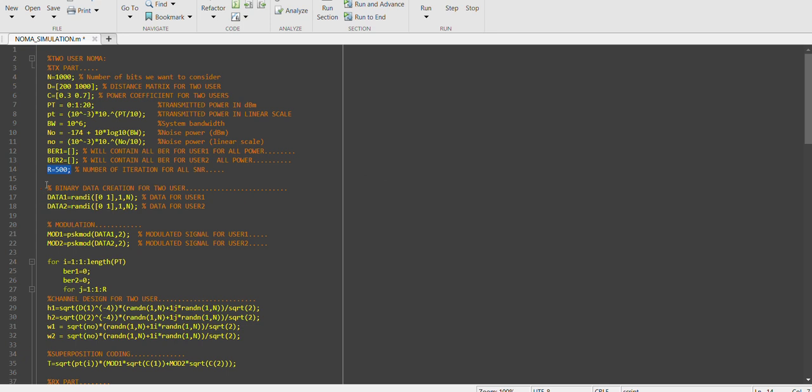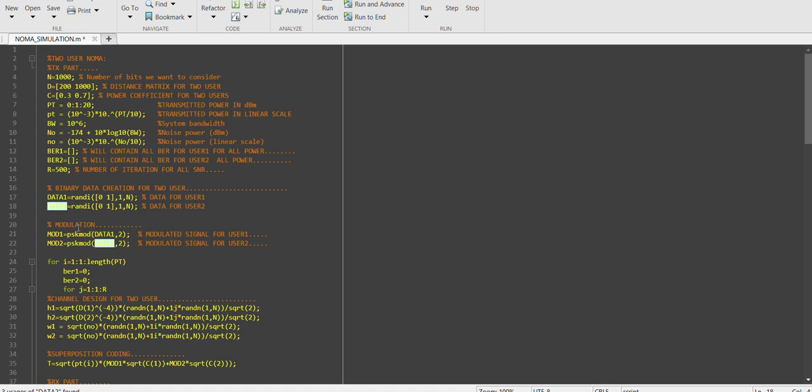Now we will generate our binary data for user 1 and user 2. So this is the data generation for user 1. This randi is a function which will generate random integers, and this random integer will be between 0 and 1 as we are considering binary data. This 1 indicates only one row, and n indicates the number of data we want to consider. So n is our 1000. Similarly for user 2, the same.